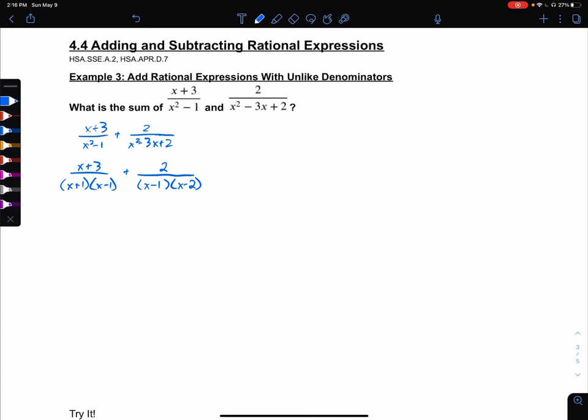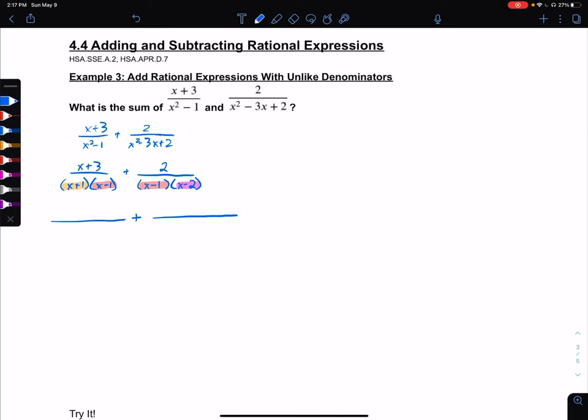Okay, so the next thing we need to look at is the LCM. Whenever you're adding fractions, we need an LCM. So I'm going to write this out here. The LCM is going to be a combination of the terms from the denominators. So we have an x plus 1 here. There's no x plus 1 in the other one. I have an x minus 1, but that's repeated over here. And then we have an x minus 2.